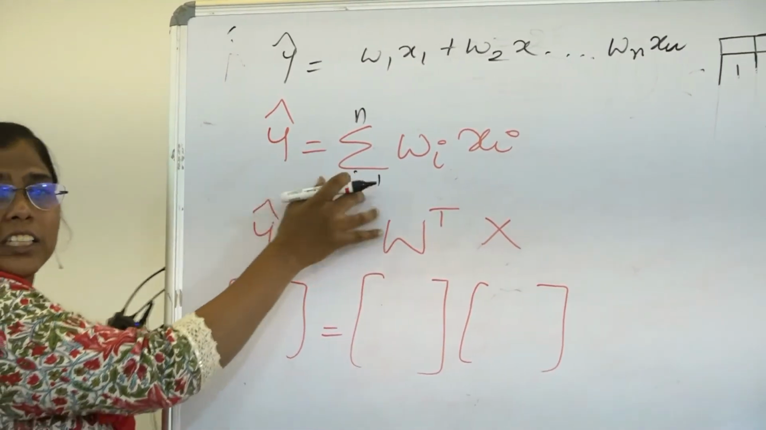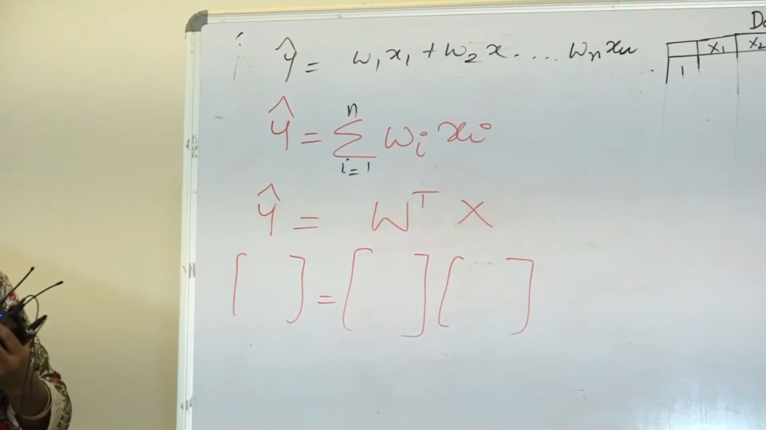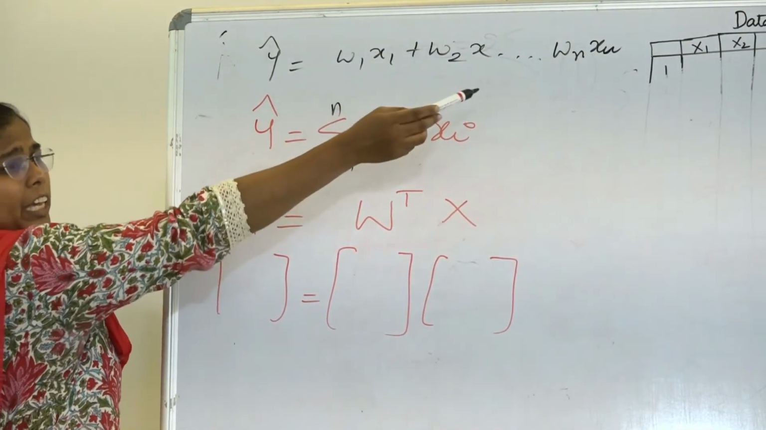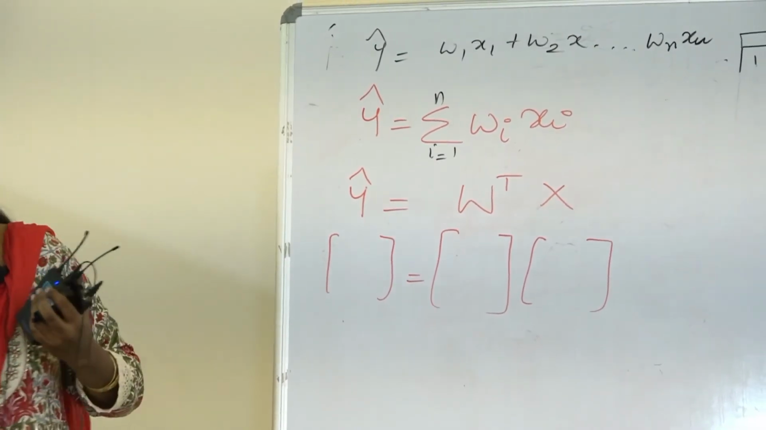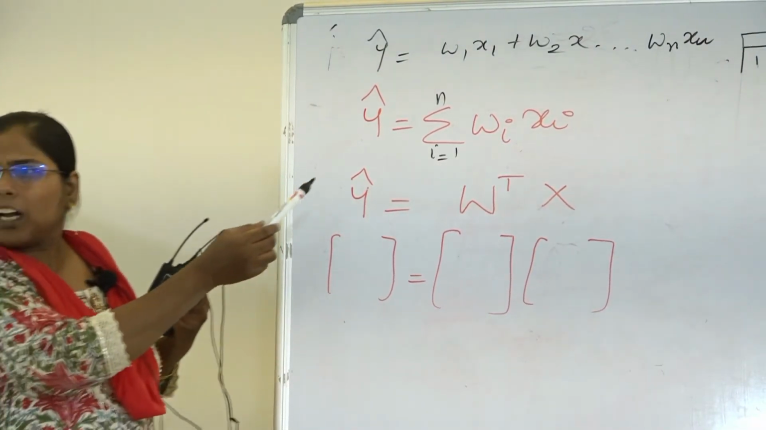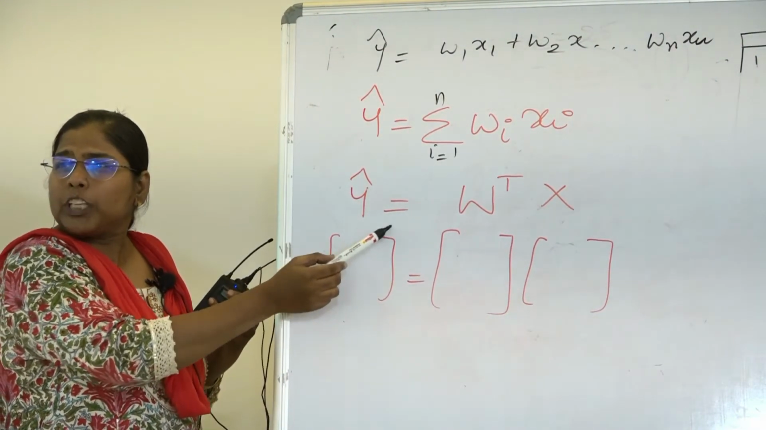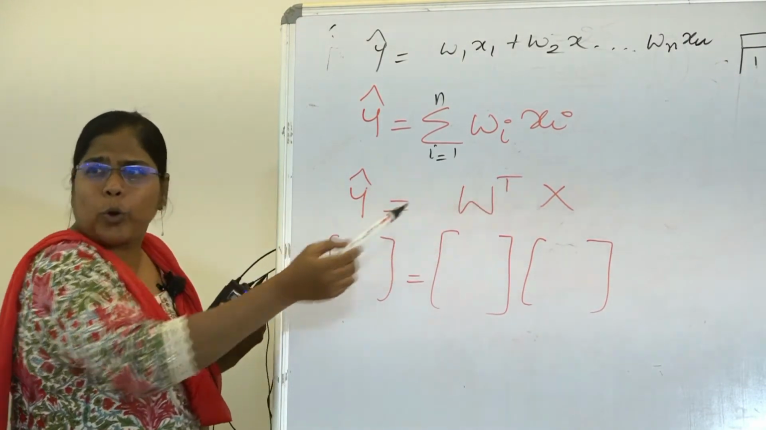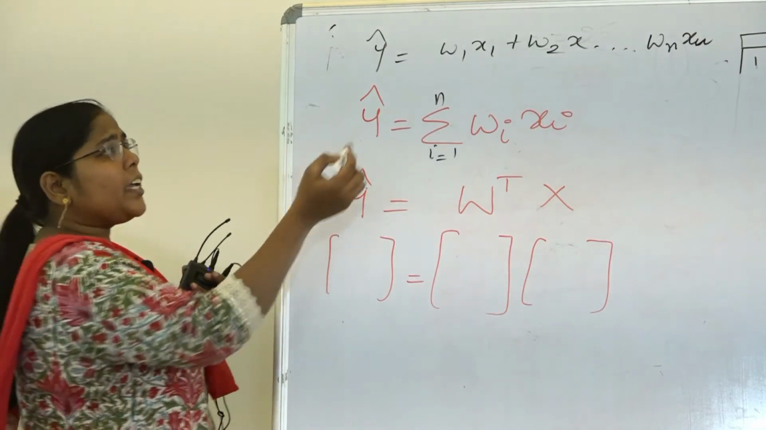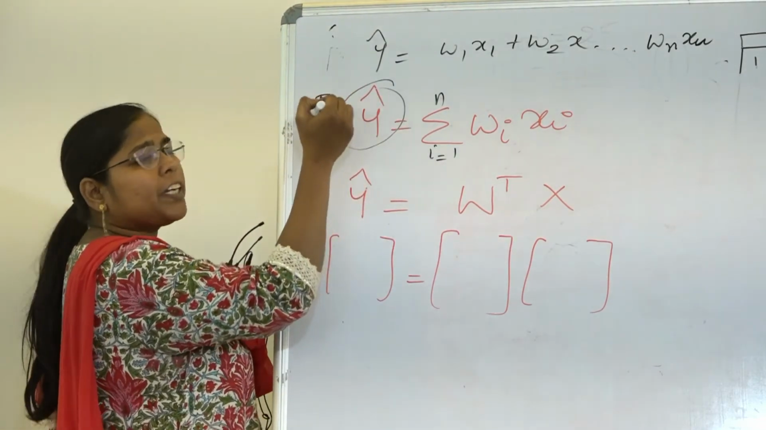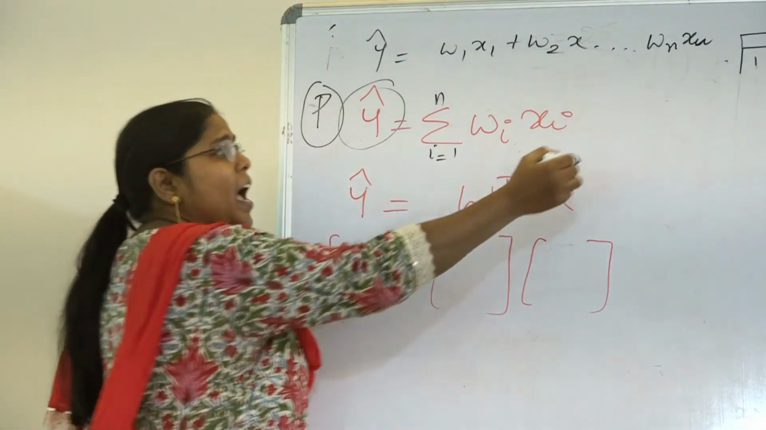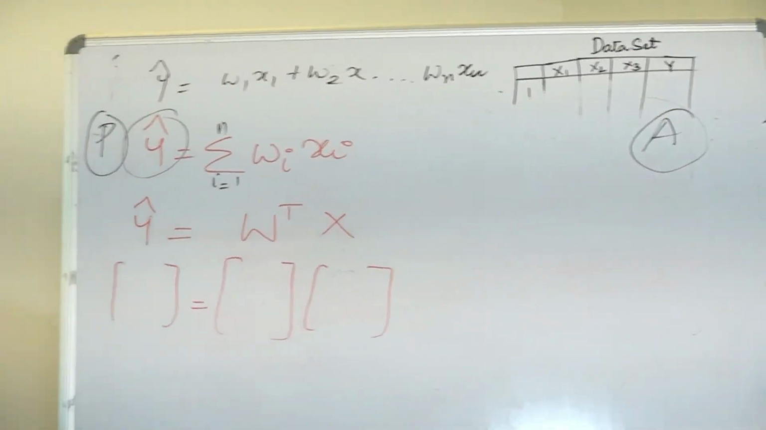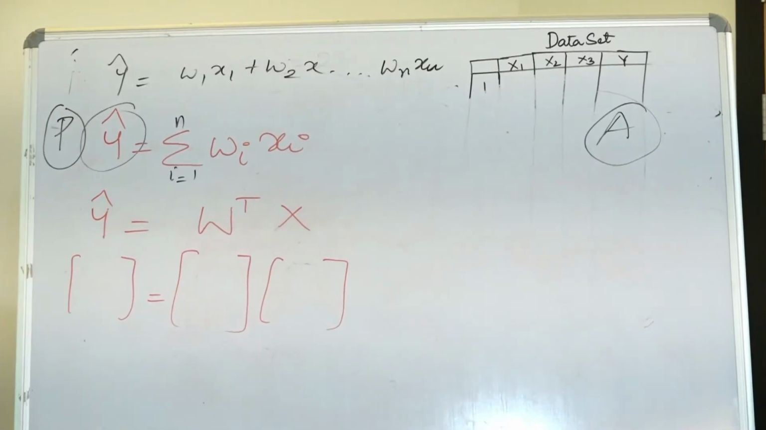Can I write like this? Yes, see here. Whatever the equation I have with n attributes, can I write it like this: summation i over n, Wi into xi? Y cap is nothing but the predicted output, and the actual value is there in the table. We are calculating the error.